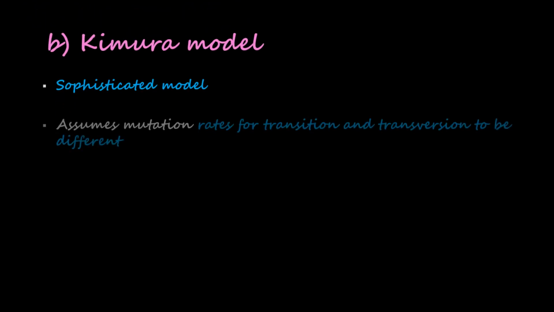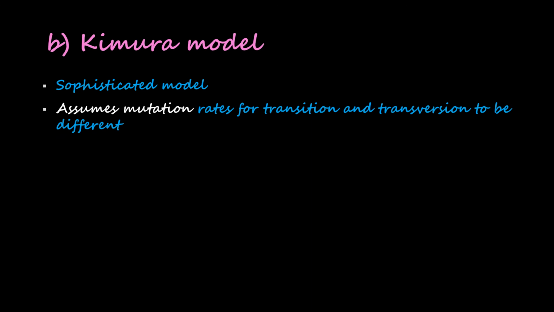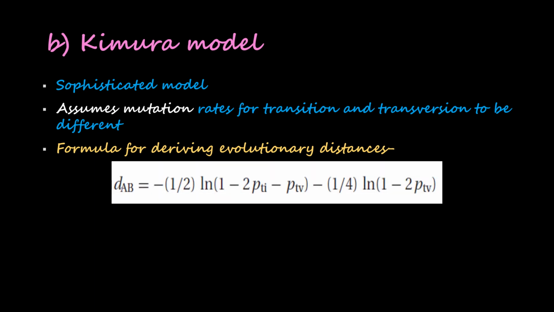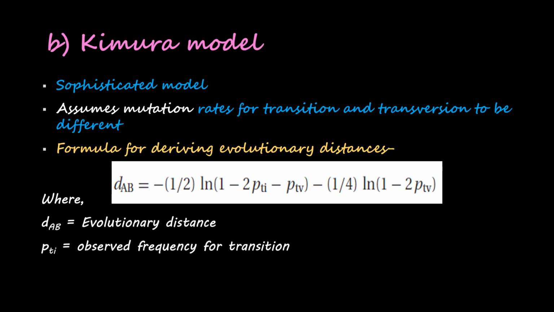It is a sophisticated model and it assumes mutation rates for transition and transversion to be different. Formula for deriving evolutionary distances is D_AB equals minus half natural log (1 minus 2P_TI minus P_TV) minus quarter natural log (1 minus 2P_TV), where D_AB is the evolutionary distance, P_TI is the observed frequency for transition, and P_TV is the observed frequency for transversion.